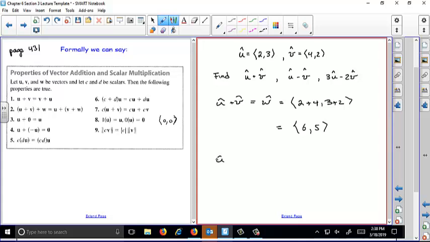Now if you take vector v and subtract u, which we could call vector z, you take the x component of the first vector and subtract the x component of the second vector, and take the y component of the first vector and subtract the y component of the second vector. So you end up with -2, 1. 2 minus 4 is -2. 3 minus 2 is 1.